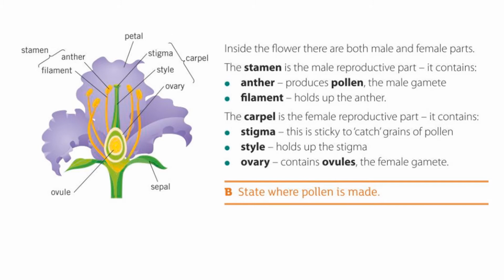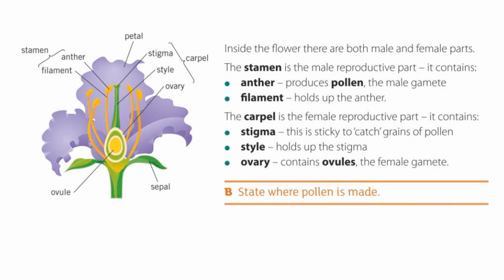It's got the anther, which produces the pollen, which is the male gamete. So pollen is the plant version of a sperm cell. So you've got the anther, which produces the pollen, and then you've got the filament, which holds up the anther. So those are the 2 main parts of the male reproductive system in a flower, the stamen. Okay, if we then jump over to the female reproductive system of a flower, and it's the carpels. The carpel is the female reproductive system of the flower, and it contains 3 main things.